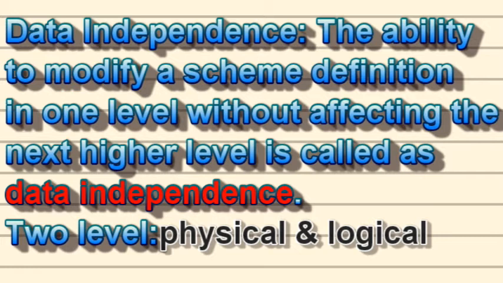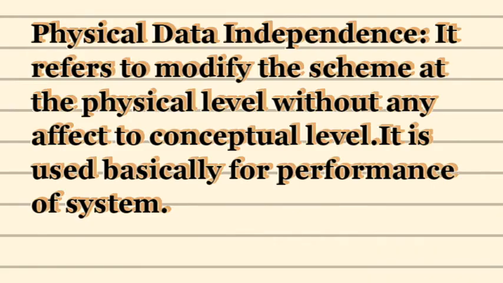So basically, data independence is also of two types. Number one is physical data independence. Physical data independence refers to the ability to modify the schema followed at the physical level without affecting the conceptual level. It means any modification that we make to the physical level should not affect the conceptual level. For example, if I want to make some system updates, basically upgrading the system so that it can perform really well, that is the basic purpose of physical data independence.